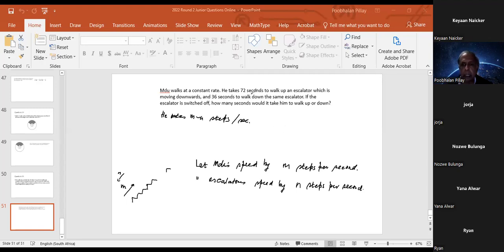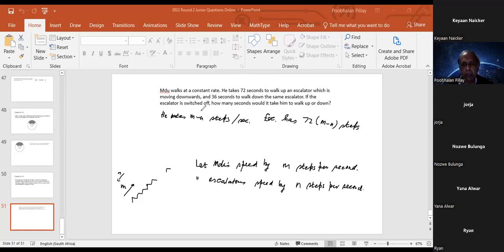And it takes 72 seconds to walk up the escalator. So therefore, in 1 second, it takes m minus n steps. So the escalator has actually got 72 into m minus n steps. Because it takes him so many seconds to get right to the top, 72 seconds. So he has to climb up that escalator.